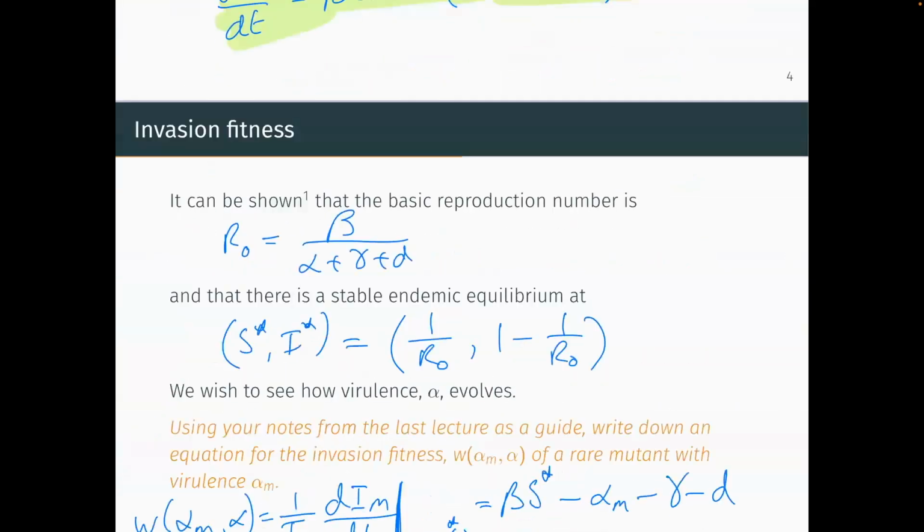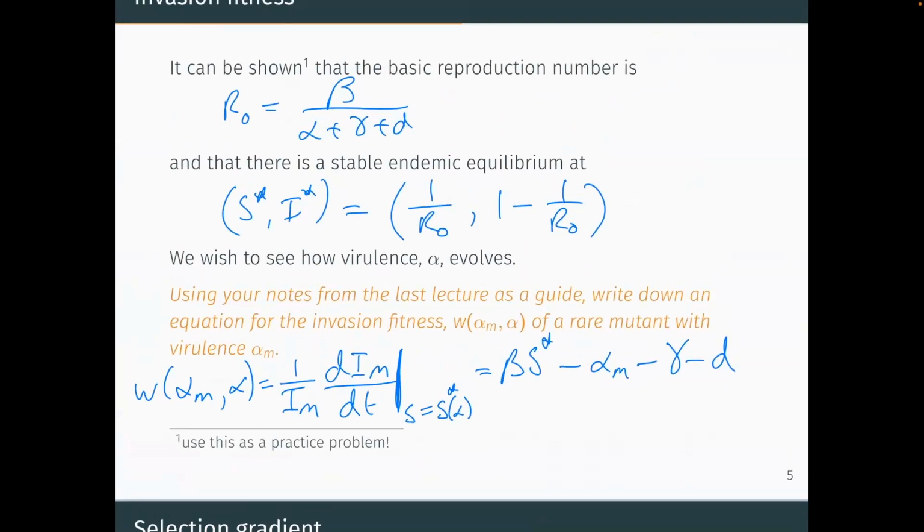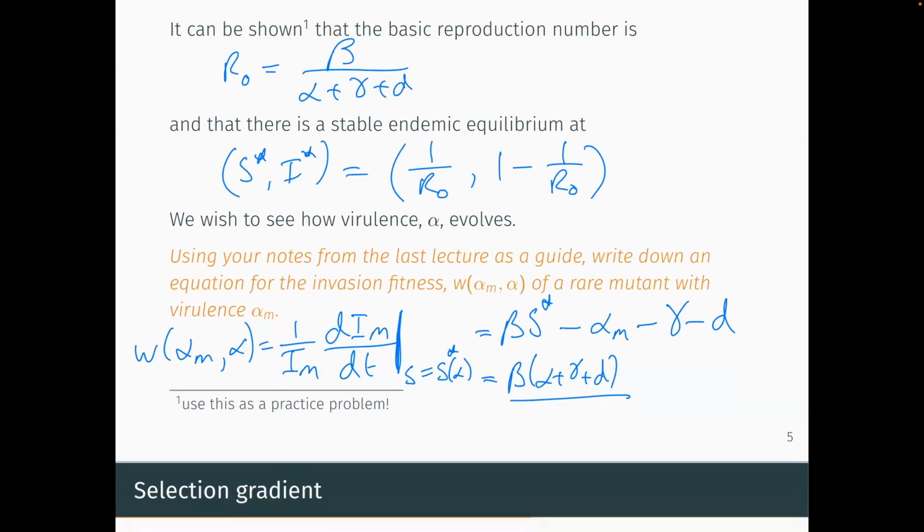Check I've used the same notation. Yep. Okay, so that's my invasion fitness. This S star now is just 1 over R naught, so we can substitute that in. So what is 1 over R naught? 1 over R naught is going to be beta times alpha plus gamma plus D, and this is the R naught for my resident pathogen. So that's why it's an alpha rather than an alpha M. And then we divide by beta because we're doing 1 over R naught. And then we've still got this minus alpha M minus gamma minus D.